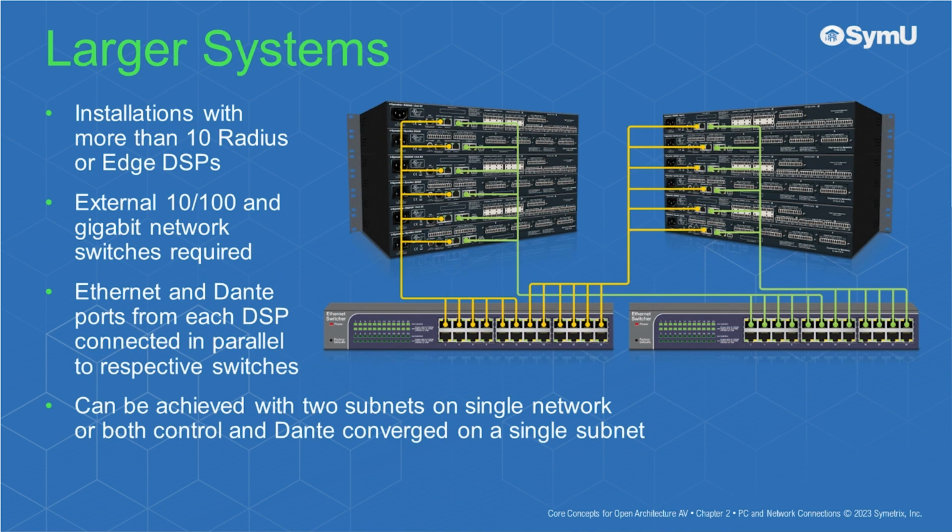For installations with more than 10 Radius NX or Edge DSPs, external 10/100 and gigabit network switches are required. Ethernet and Dante ports from each DSP are connected in parallel to their respective switches. This can also be achieved with two subnets on a single network or both Control and Dante converged on a single subnet, depending on the specific needs of the project.